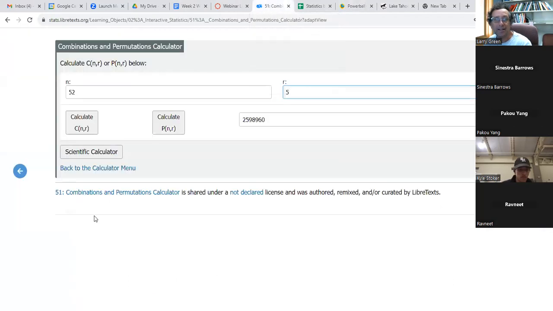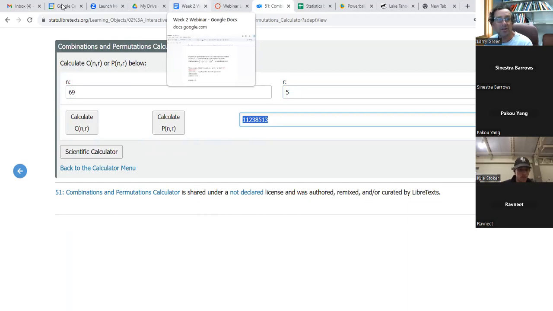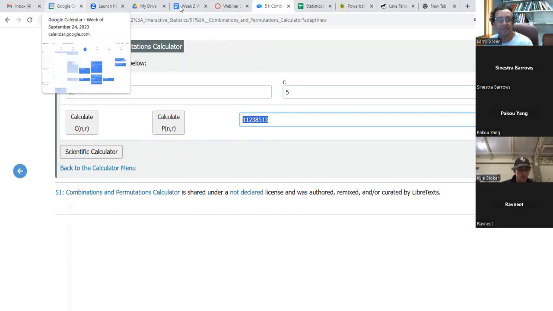So I'm going to go to the calculator now. And there are 69 numbers between 1 and 69. And I'm picking 5 of them. Order doesn't matter. I'm going to calculate. And I get 11,238,513. Okay, so I'm going to do that.